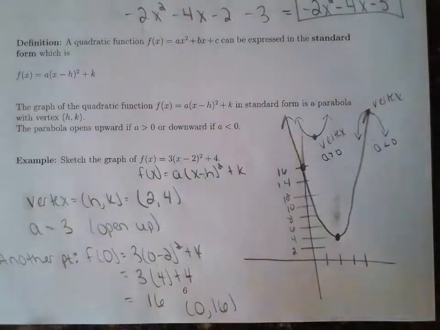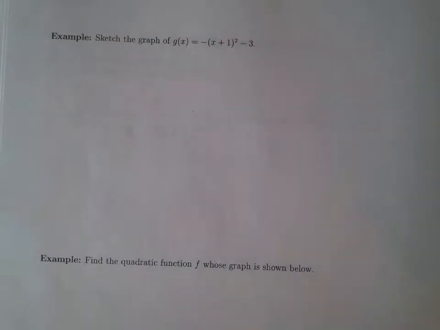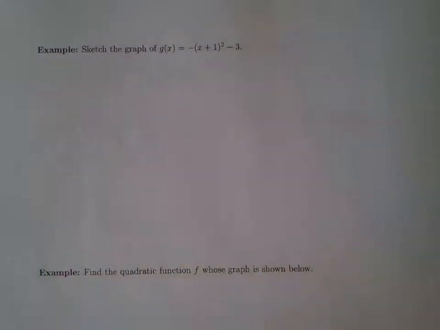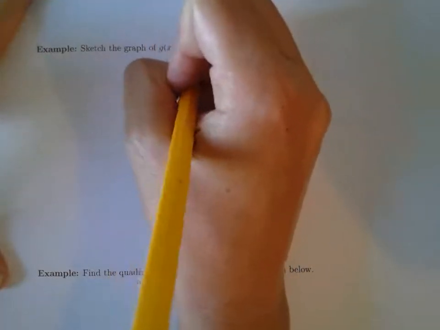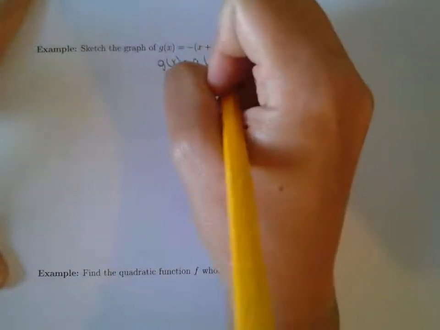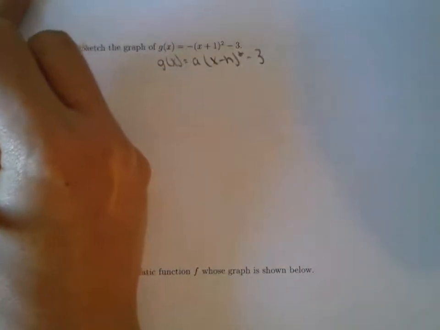Okay, on to page 7. Notice we're graphing quadratic functions. We're not getting out our calculator. We're also not using an XY chart. So to sketch the graph of g of x equals negative times x plus 1 squared minus 3, again, I like to just write the standard form underneath it. I think it's easy to see like that. So let's write out what we have.